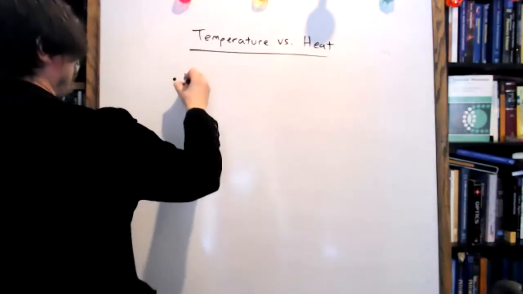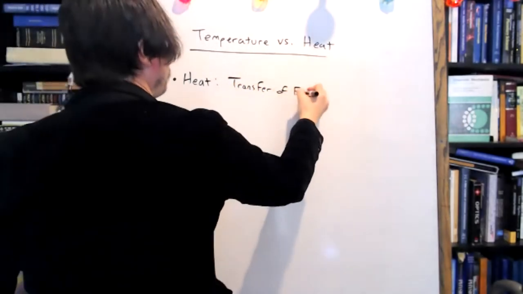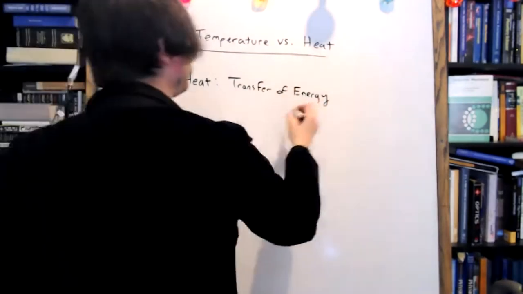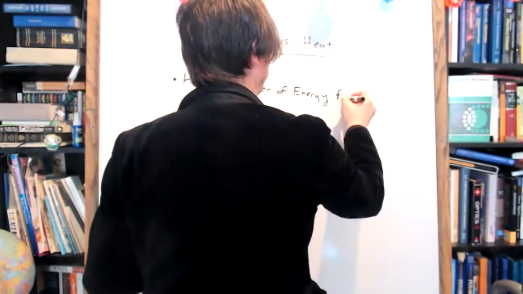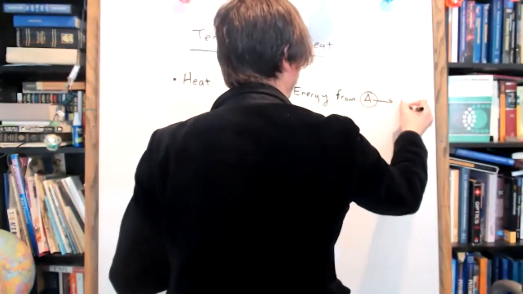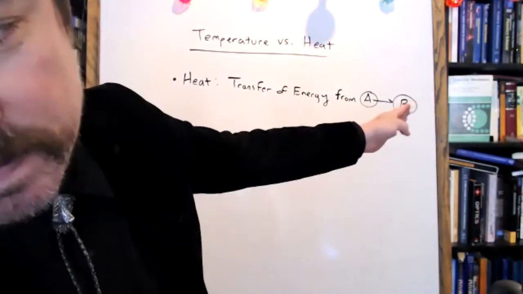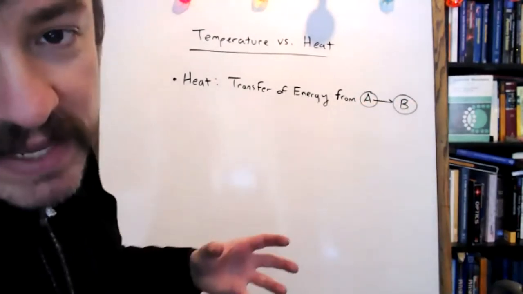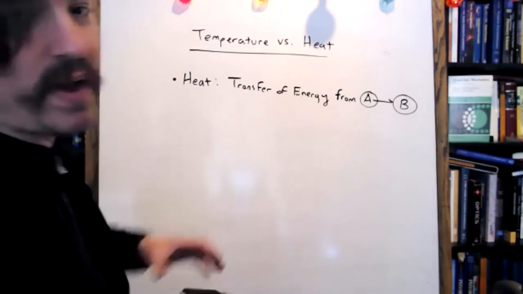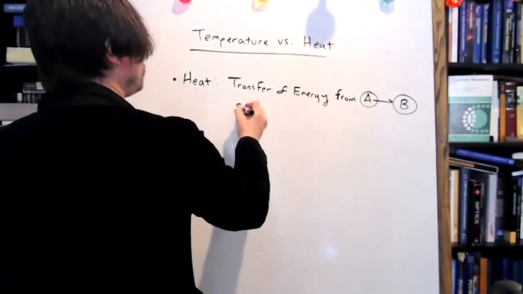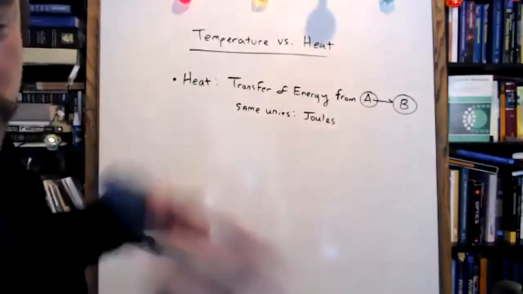Let's start by defining heat. Heat is a transfer of energy from something, from point A to point B. And A and B could be almost anything. If you had some whiskey on the rocks, it could be energy from the whiskey being transferred into the ice cubes. If you're heating up your pizza in the toaster oven, the energy is going from the toaster oven into the za, right? By the way, because it's a transfer of energy, it has the same units as energy. It's measured in joules because you're transporting joules from one thing to another.